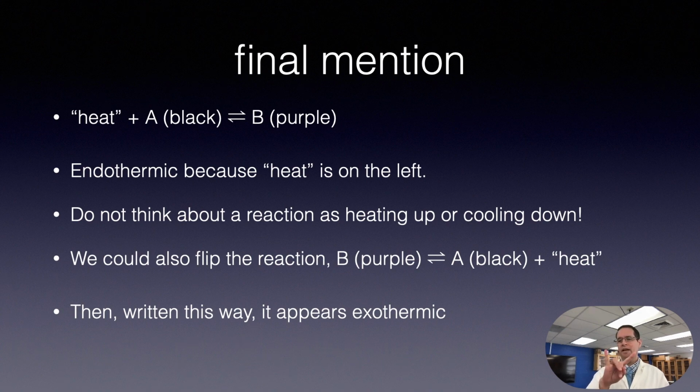Now remember, any reaction can be written flipped. If you flip the reaction, it's going to be exothermic. So if we have purple in equilibrium with black, heat's on the right now, and we would call that exothermic because heat is on the right.